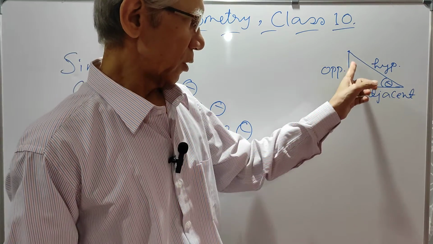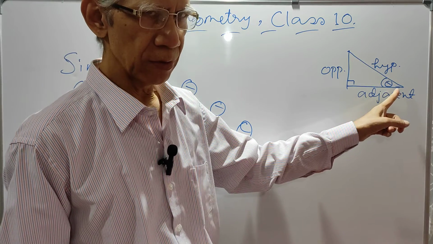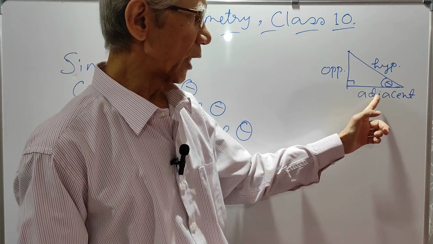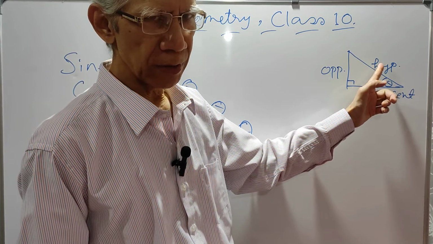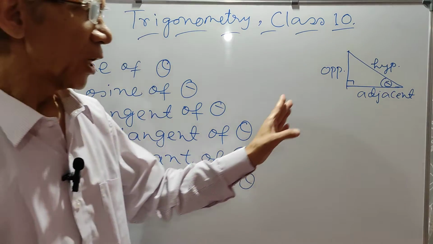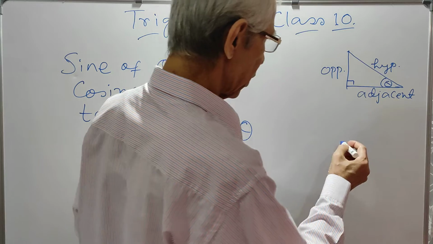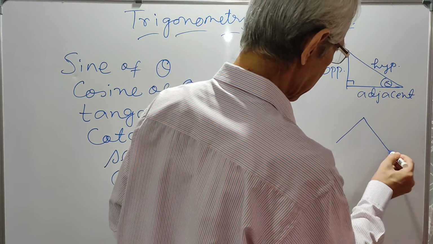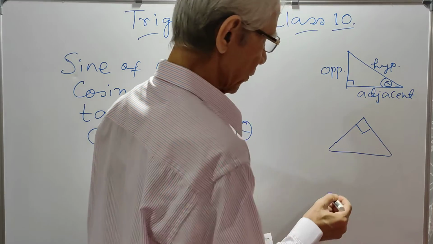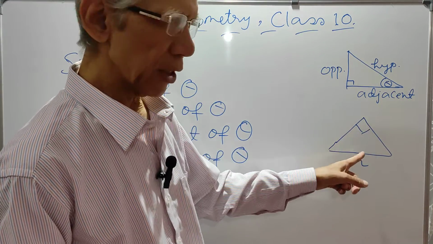Now you can call this one perpendicular, this one base, this one hypotenuse. But if you call opposite, adjacent, and this is always hypotenuse, then it will be easy to find out these trigonometric ratios, whether the triangle is in this position or suppose there is a triangle in this shape. So here, this is a hypotenuse, opposite to the right angle.